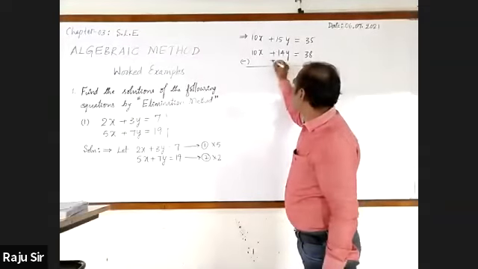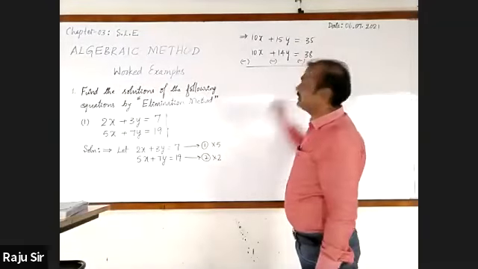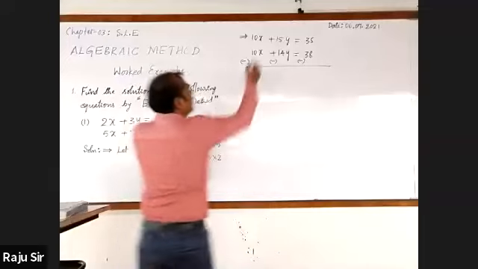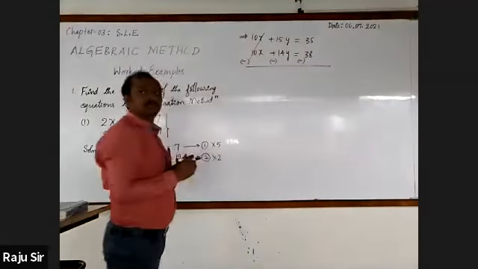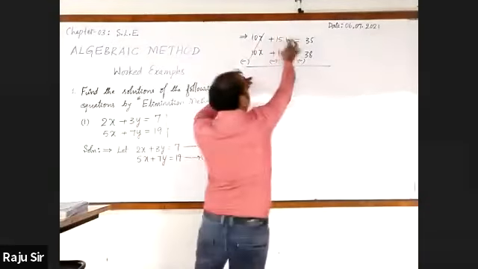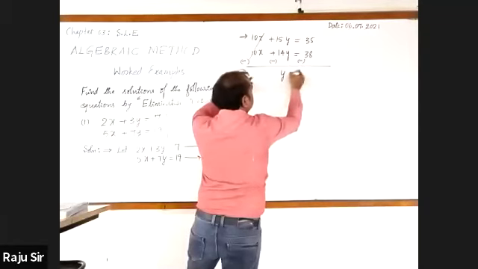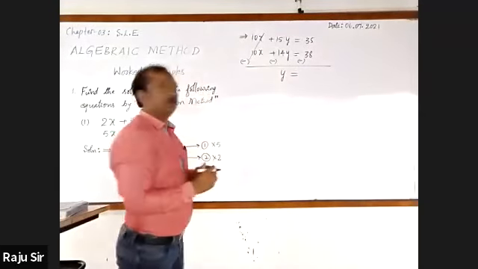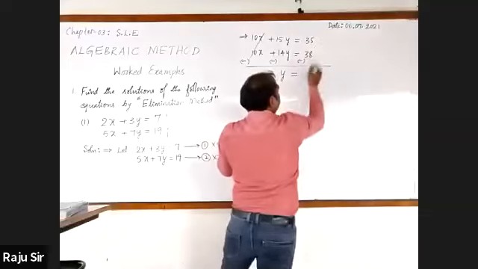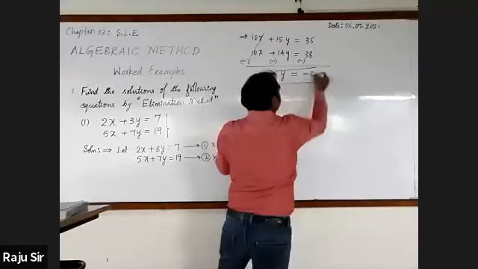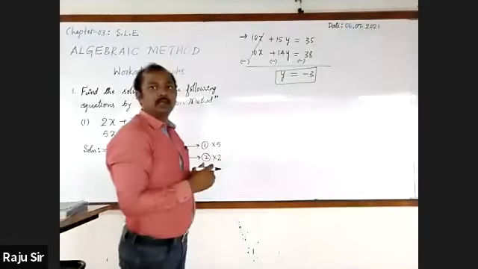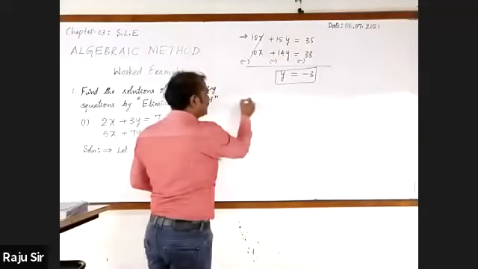Here plus is there, again I am putting minus, and here is minus. Cancel the first term. Next, 15y minus 14y, it is just y. Next, 35 minus 38, this is minus 3. We got the y value. Put the imply symbol.